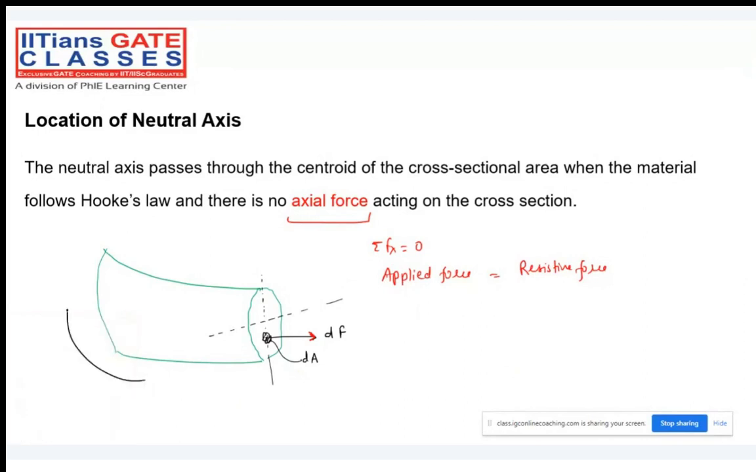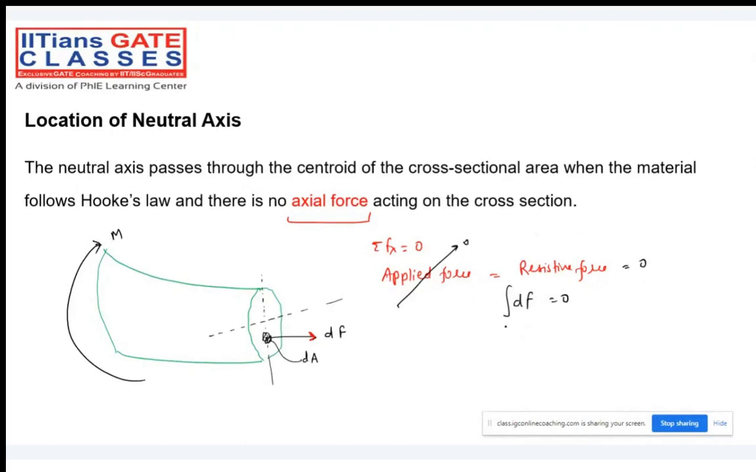We have not applied the axial force. Externally, we have not applied any external axial force or normal force. We have just applied an external bending moment, right? So the applied force is zero. Then what about the resistive force? That is also going to be zero. That means dF will be zero. dF can be written as, for the whole area, the integration. So the integral of dF will be zero.